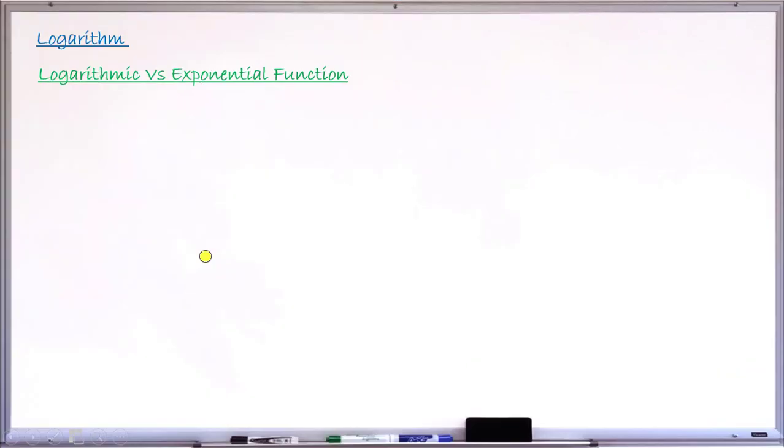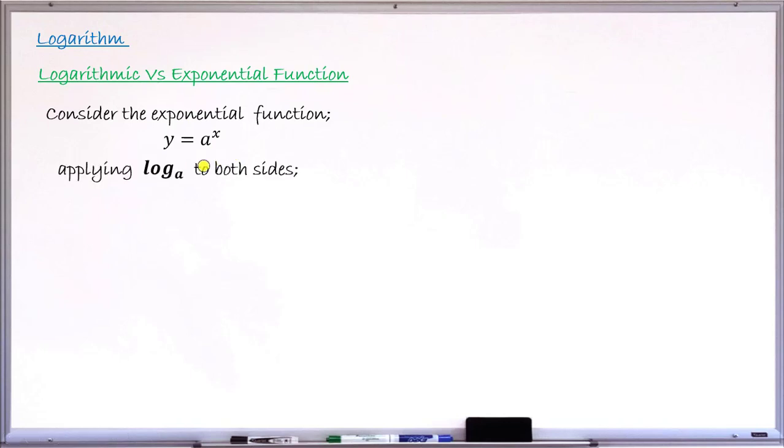To begin the lesson, my dear student, let us just consider a typical example of an exponential function: y equals a raised to the power of x. This is a typical exponential function. So what do we now do? We want to relate this exponential function with the logarithmic function. So we apply log to base a to both sides of this equation. So you now have log to base a of y equals log to base a of a raised to the power of x. This is what you now have after applying log to base a to both sides of this equation.